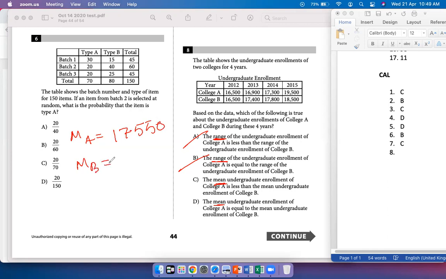Now let's find the mean for B. 165 plus 174 plus 178 plus 185, and that, when divided by 4, gives me the same value, 175.5, but I didn't take the zeros, so I'll just write it as 17550. So you can see that the mean for the two are equal. So my right answer is option D.